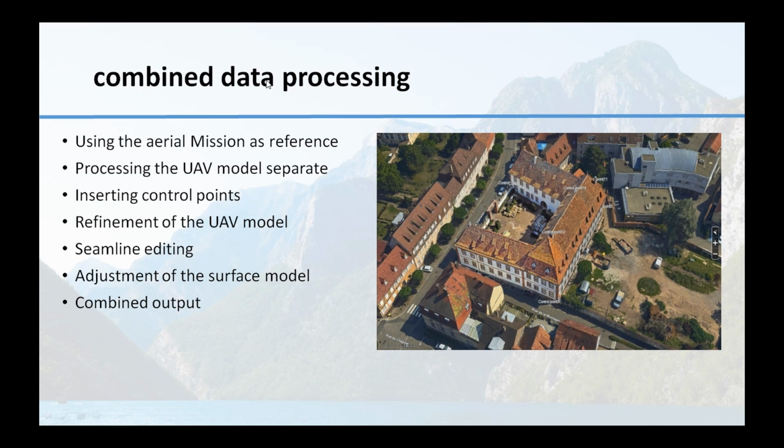Then we went over to a combined data processing, but before that we used the aerial missions first of all as a reference. Then we processed the UAV model in a separate step to get a good agreement on the images. Then we inserted control points, which we took from the overall model from the aerial mission, and refined then the UAV mission. We refined the camera calibration, we refined also the AT. Then of course we did some seamline editing to get it nicely fit into the entire model. And then we adjusted also the surface model, which is in this area, of course, far more detailed. And then we entered in a combined output to display it in Terra Explorer.